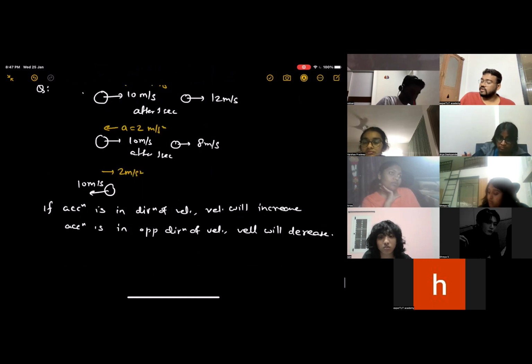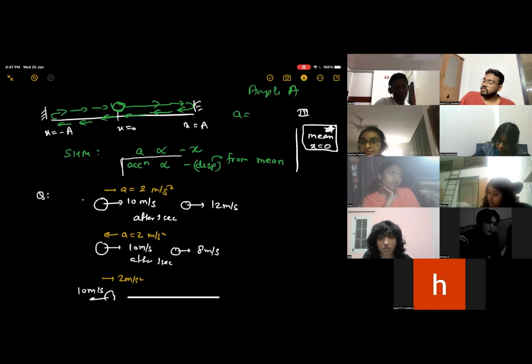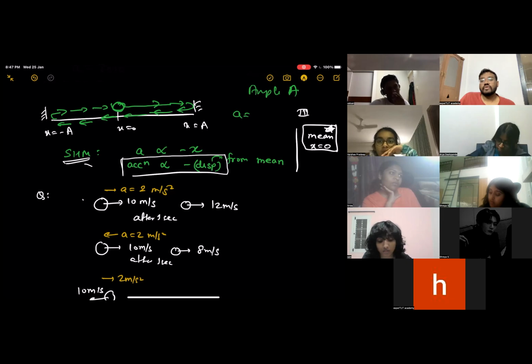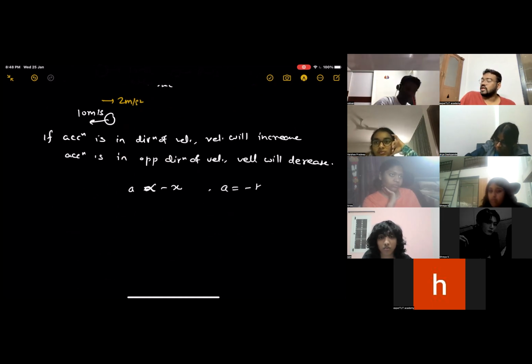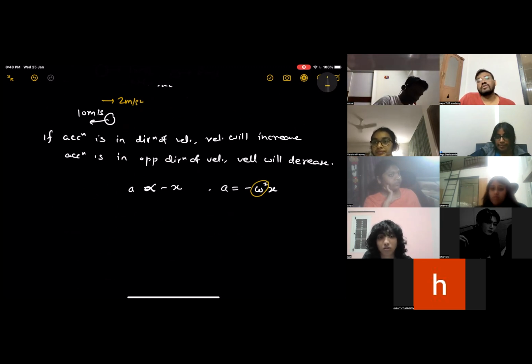So we talked about acceleration. When acceleration is proportional to minus displacement, then it is SHM. Okay, we will understand this. A is proportional to minus x. And this proportionality sign I can replace with, let's say, minus kx, or minus omega square x. Don't worry about why this is omega square. There could have been anything here, some constant of proportionality. That constant of proportionality is called omega square. Okay, don't worry about it, we'll see.